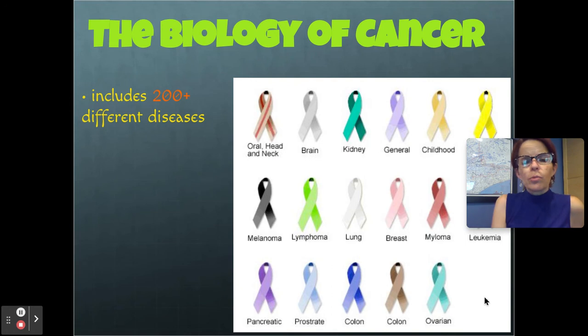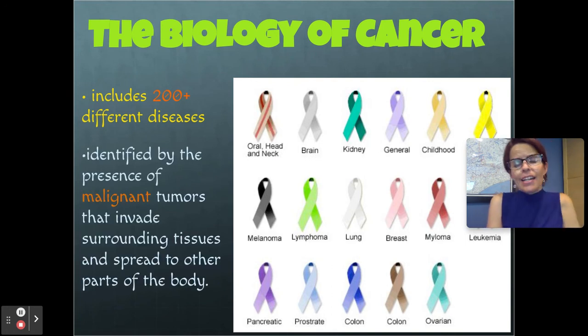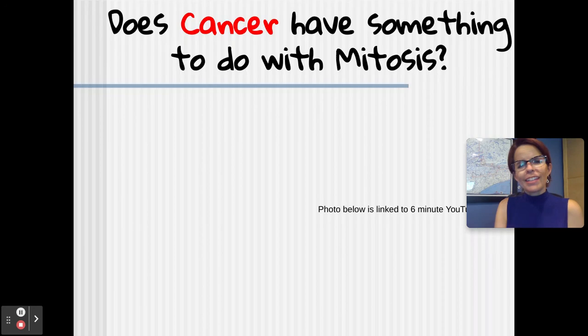So, what is cancer? Well, interestingly, cancer is more than 200 different diseases. So, the question is, why are they all called cancer? Well, they have certain things in common. It's identified by the presence of malignant tumors, which I'll explain, that invade surrounding tissues and then spread to other parts of the body. And that's sort of the definition of cancer, although there are some blood cancers that don't have tumors specifically, but most of them, it's uncontrolled mitosis. And that's what defines the cancer itself.